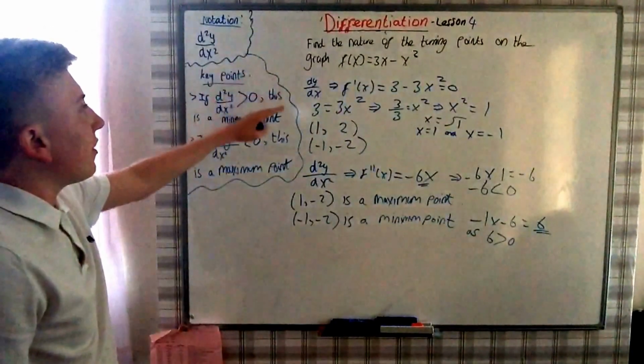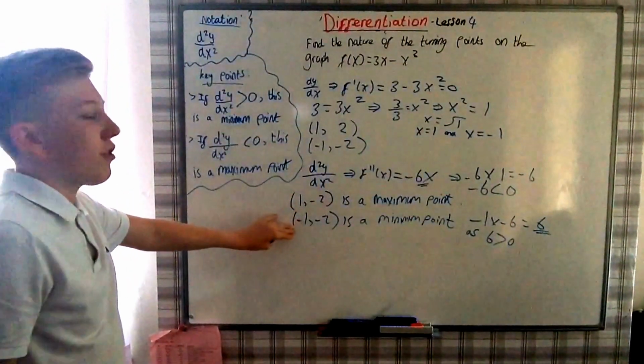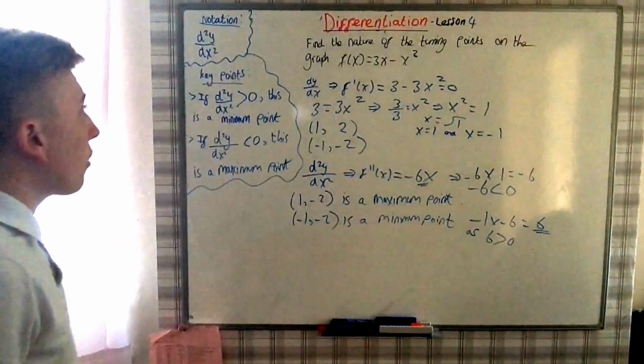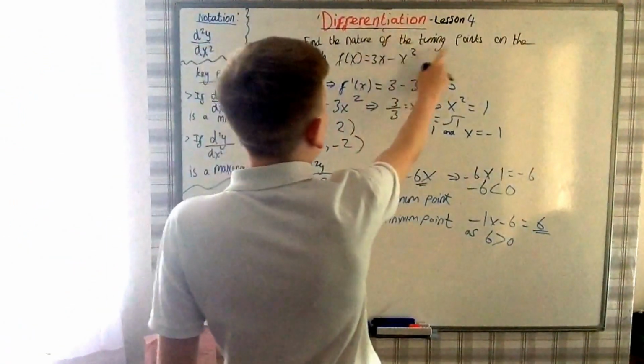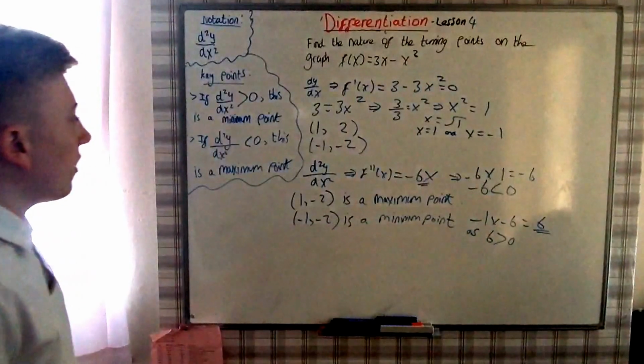And there we've proved that the turning points, one of which is a maximum point and the other is a minimum point. So therefore we have found the nature of the turning points of the graph f of x equals 3x minus x cubed. So that's it.